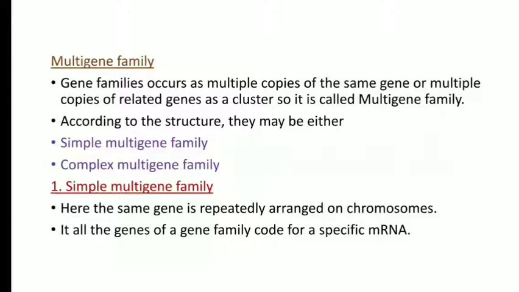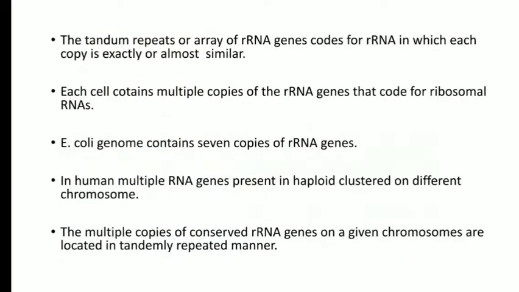Here the same gene is repeatedly arranged on the chromosome. Here all the genes of a gene family code for a specific mRNA. Tandem repeats or arrays of rRNA genes code for rRNA, in which each copy is exactly or almost similar. The E. coli genome contains 7 copies of rRNA genes. In humans, multiple rRNA genes present in the haploid genome are clustered on different chromosomes.